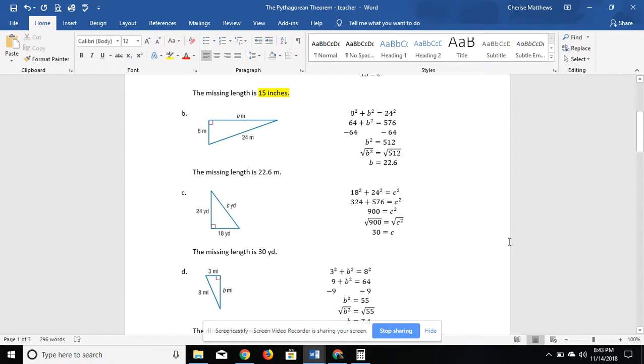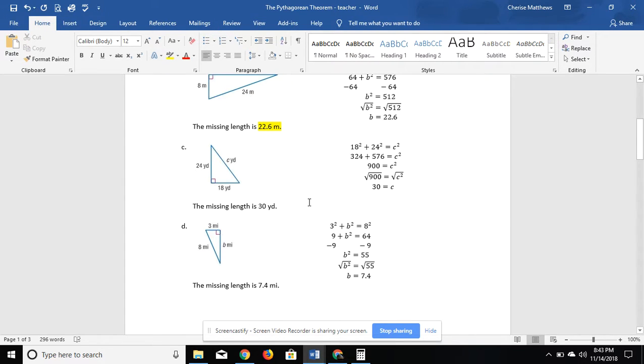All right, we're back to finish our lesson on the Pythagorean Theorem. So we left off on B and we found that it was 22.6 meters. So now we're moving on to C.